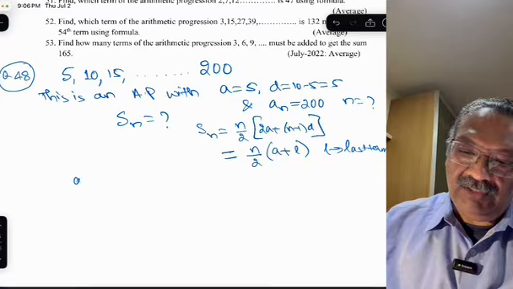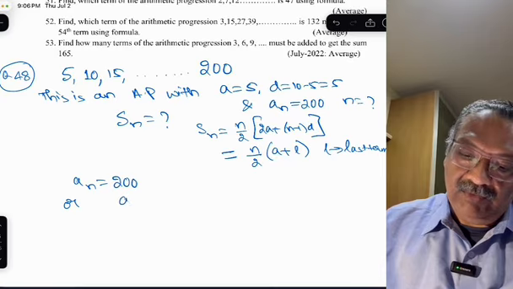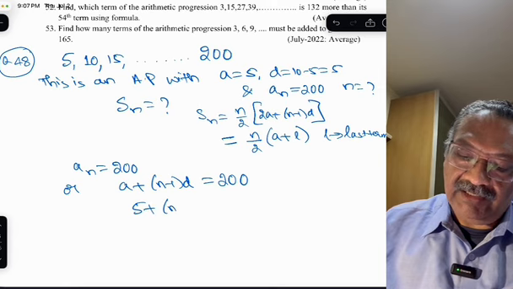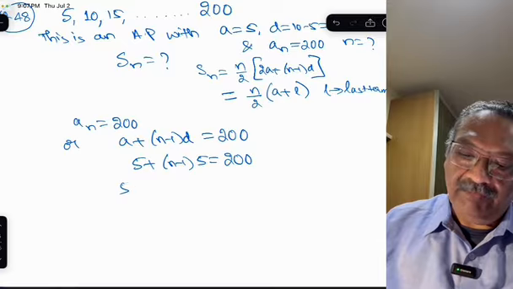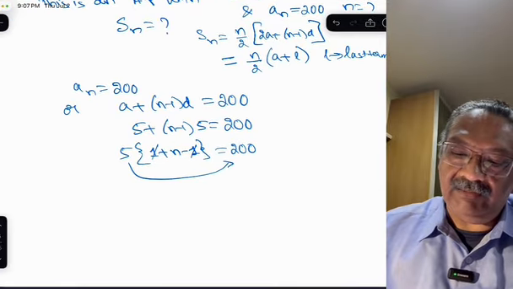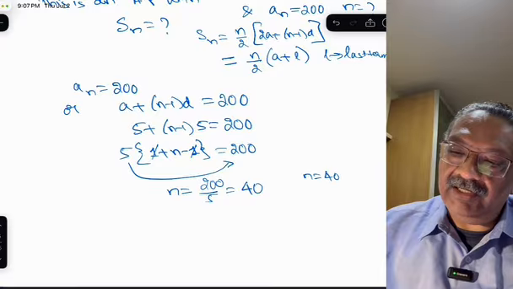So for that we use an is equal to 200, or an is what? a plus n minus 1 into d is 200. a is 5 plus n minus 1 into d is also 5 is equal to 200. I will take 5 common here. 1 plus n minus 1 is equal to 200. 1 cancel. 5 if it comes this side, it becomes the denominator. n is equal to 200 by 5, which is equal to 40. So n we got it as 40.